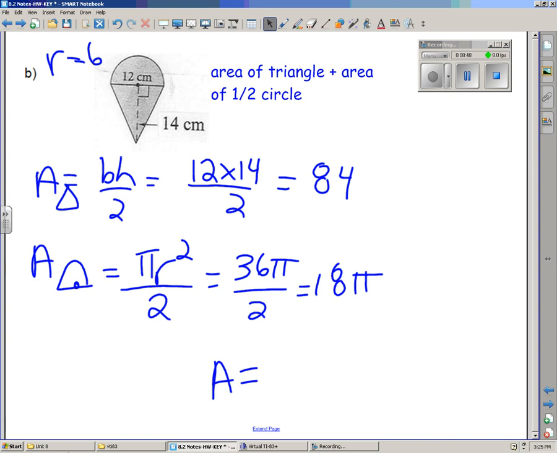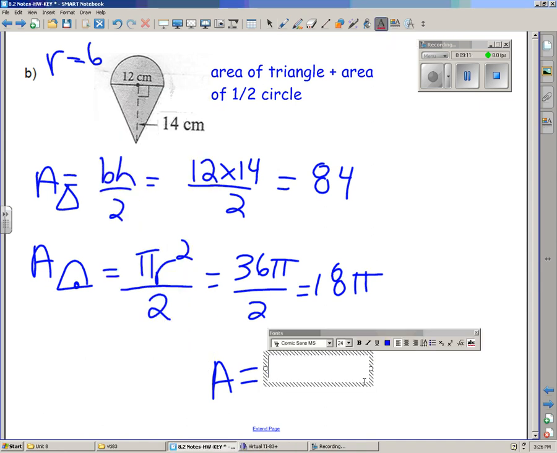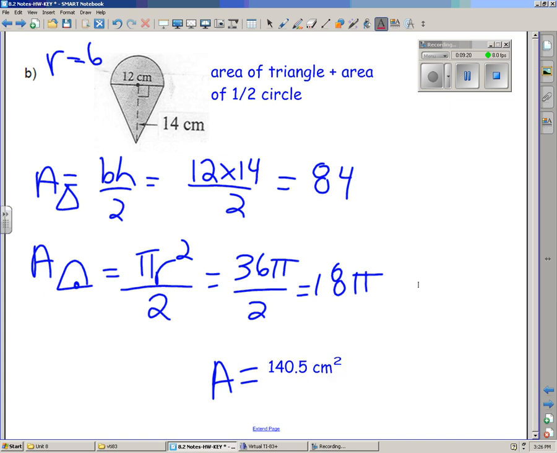Where's my key? All right, we're going to clear this out, and say 84 plus, and again, I like to put things in parentheses, 18 pi. We get the answer 140.54, which is going to be 140.5, so that's our answer, 140.5 centimeters squared. And here you go. All right, we've got our answer right here, and we'll move on to the next one.